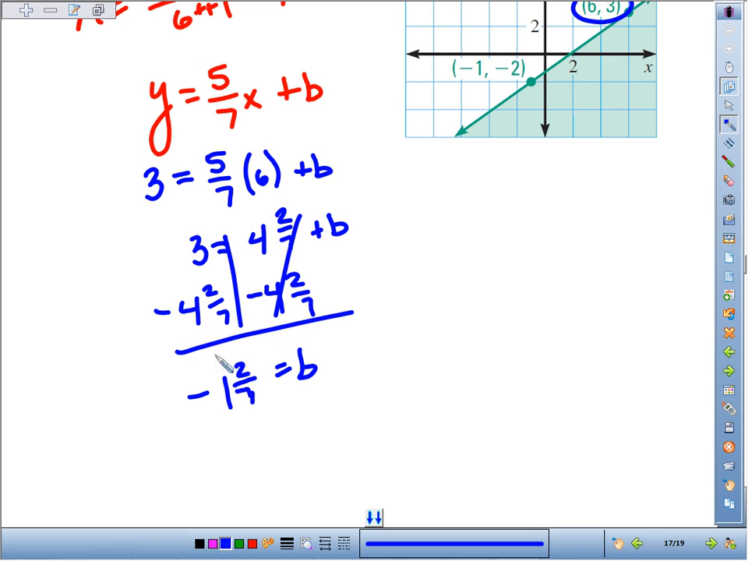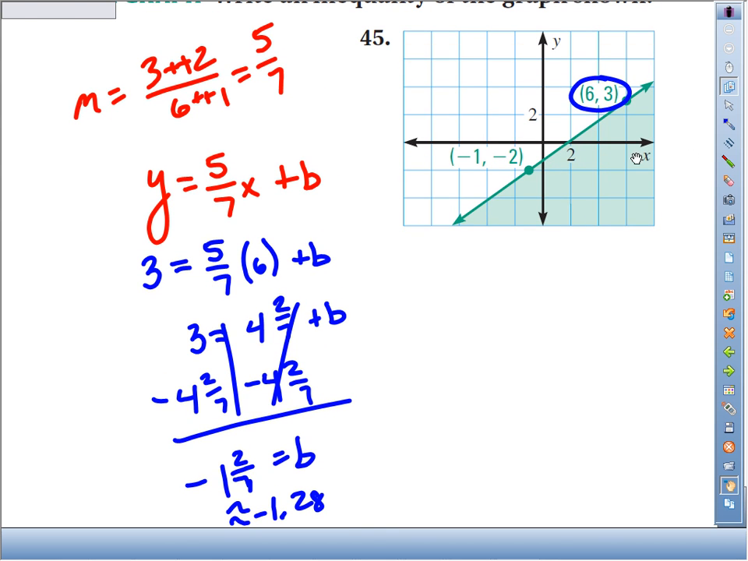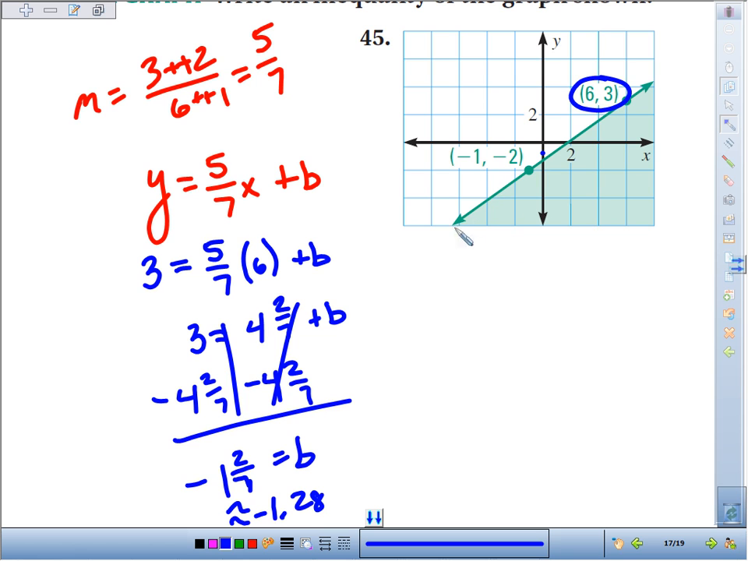Now, you think about that as a decimal. It's about negative 1.28. Is that what our y-intercept is? Didn't we say it should be negative 0.75? And I did say that earlier, but now I realize they were using a scale of 2. So here is negative 1. It's a little below negative 1, so our approximation is probably pretty close.